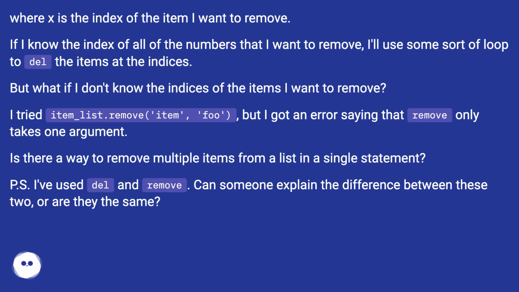I tried item_list.remove(item, foo), but I got an error saying that remove only takes one argument. Is there a way to remove multiple items from a list in a single statement? PS, I've used del and remove. Can someone explain the difference between these two, or are they the same?